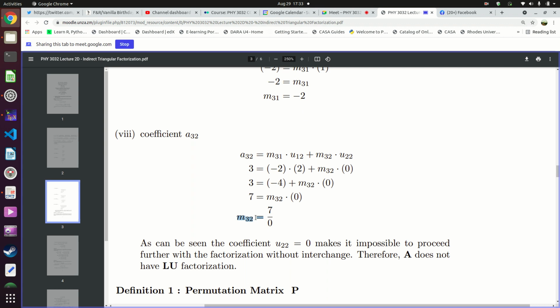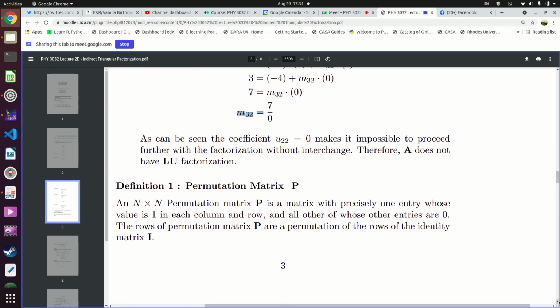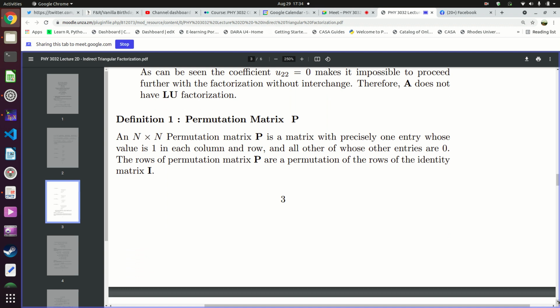So the lesson here is that there are certain matrices you can't factorize into a lower triangular and an upper triangular matrix as long as you're not doing any row interchange. Okay, is that clear? Now, how do we solve this problem? The way we solve this problem is by doing a row interchange. And how do we do a row interchange? We use a special matrix called a permutation matrix.